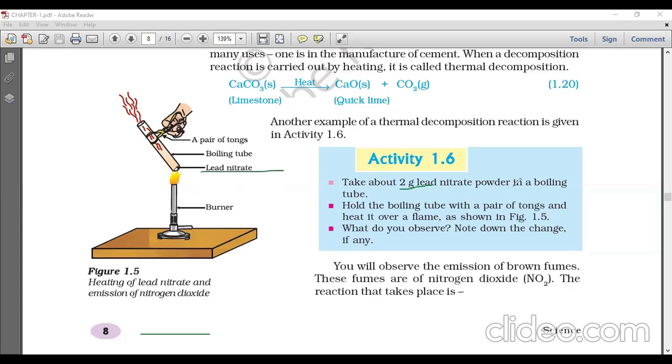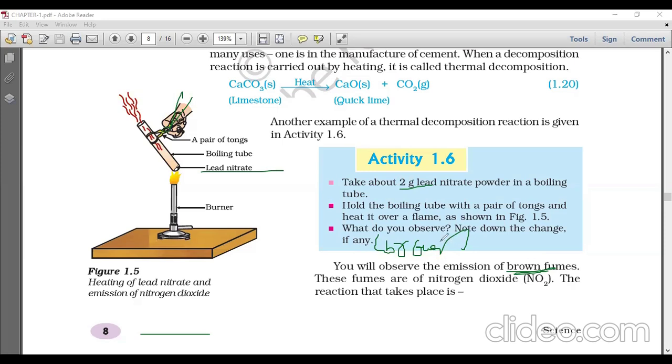Take 2 grams of lead nitrate powder in a boiling tube, and after that hold the boiling tube with a pair of tongs. So these are called a pair of tongs. You will find them in the laboratory. Heat it over a flame. What do you observe? We observe that a brown colored fume, a gas, comes out of it. Which color? Brown. Note down the change, if any.